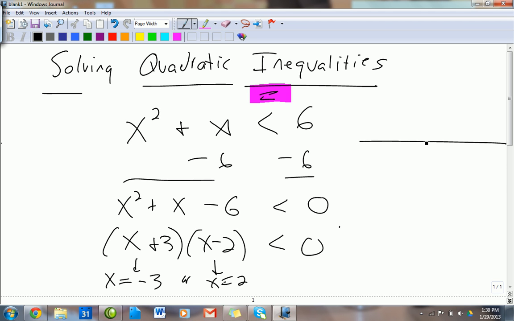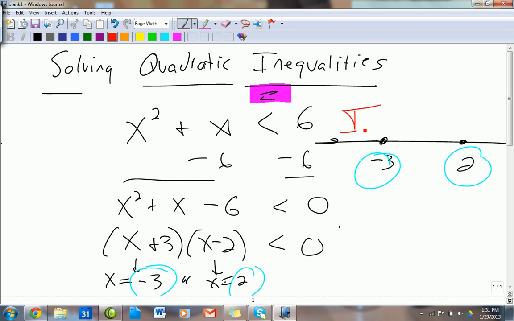So I have -3 over here, I have 2 over here. That's my number line, and here are my two boundary points, -3 and 2. And so I got 3 regions: everything to the left of -3, between -3 and 2, and then region 3 after 2. What I'm going to do is check numbers in each of those 3 regions. So I'm going to take a number less than -3, say -5.